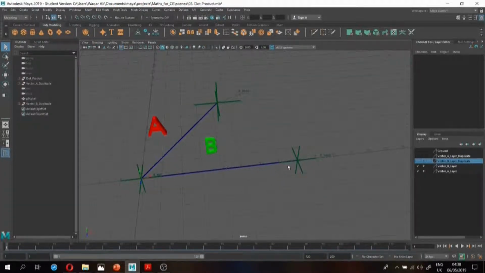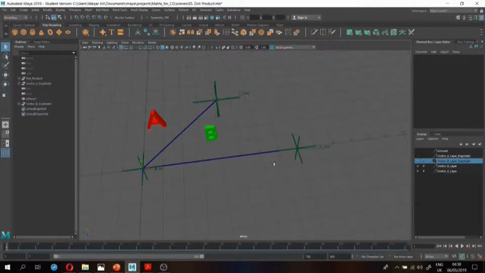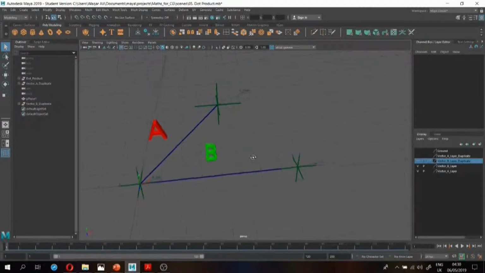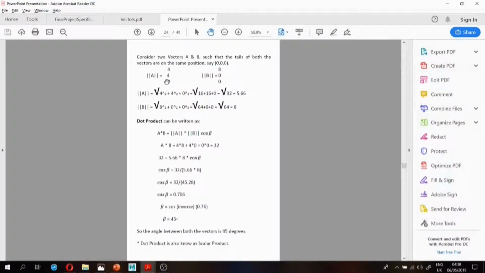as it has no movement in the z direction. The head of B will be at 8, 0, 0, because the movement of B is only in one direction, the x direction. So we can say that the magnitude of A is calculated from the squares of the x, y, and z components. So 4 squared plus 4 squared plus 0 squared is 16 plus 16, which is 32, and the square root of 32 is 5.66.